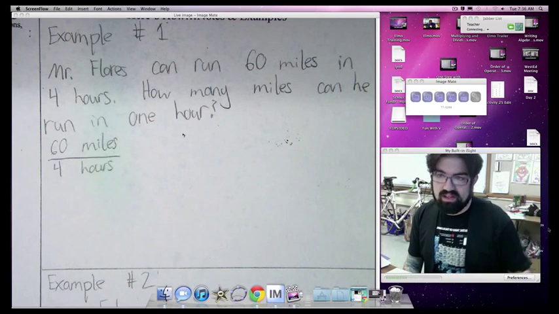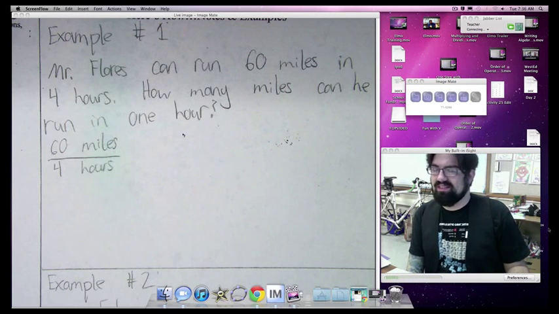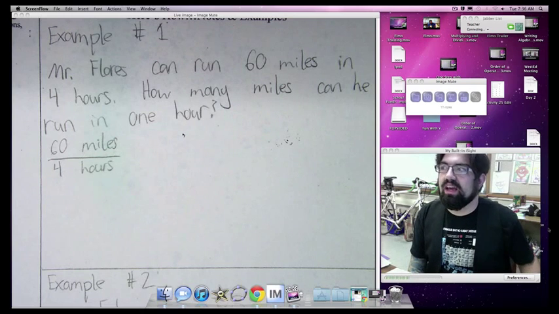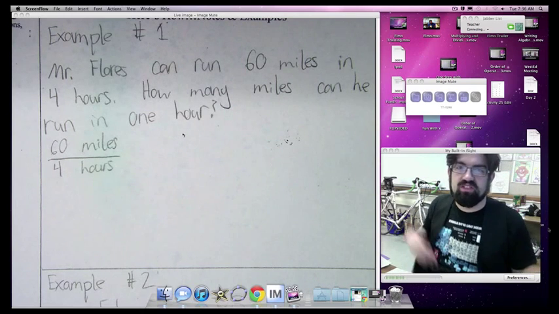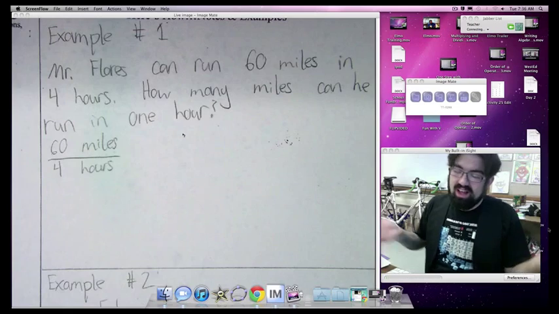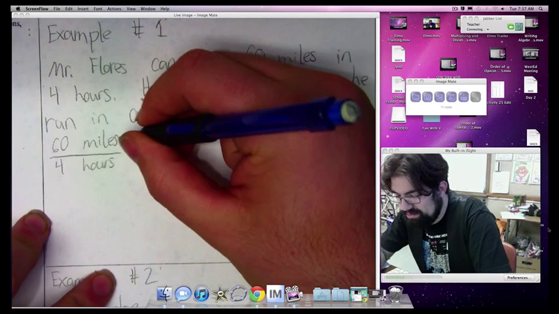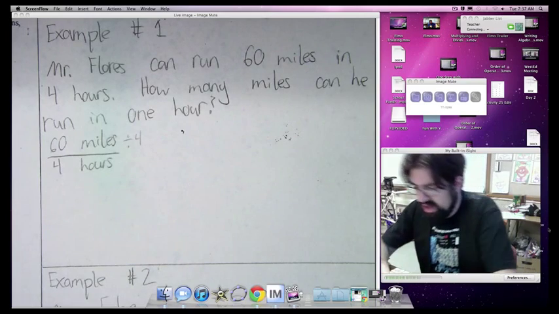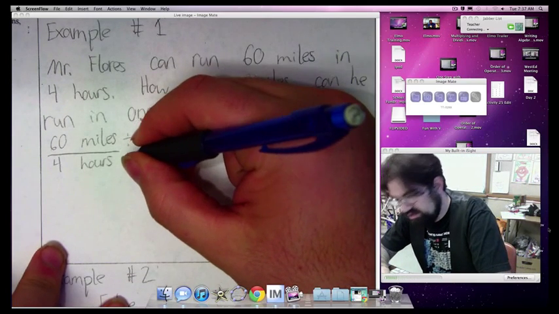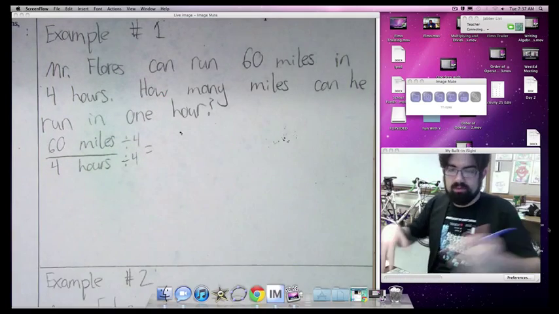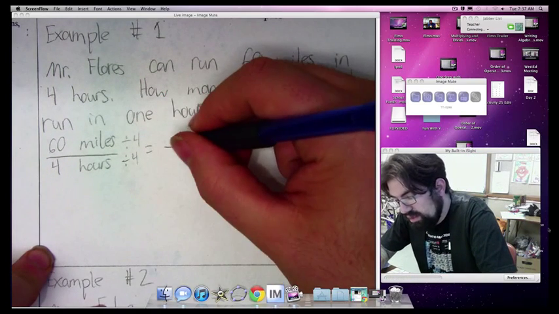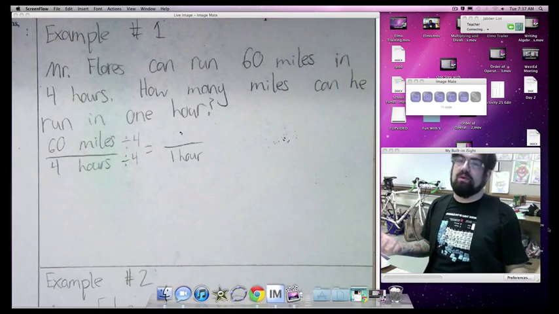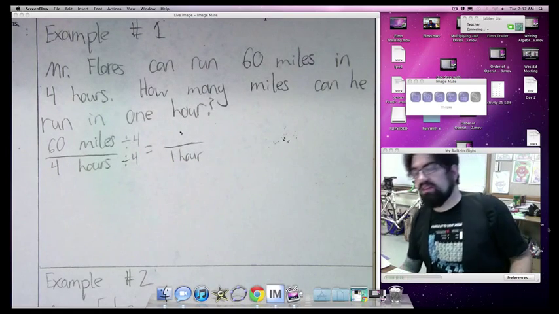But I'm going to even go for the gusto and say, I'm pretty sure I can divide 60 by 4, because 60 divided by 2 is 30, and I can divide 30 by 2 also. So instead of dividing by 2 twice, I'm just going to divide by 4. And whatever I do on the bottom, I got to do on the top, or whatever I do on the top, I got to do on the bottom. 4 divided by 4 is 1. That's what we want. We want 1 hour in the denominator. Okay, 60 divided by 4.